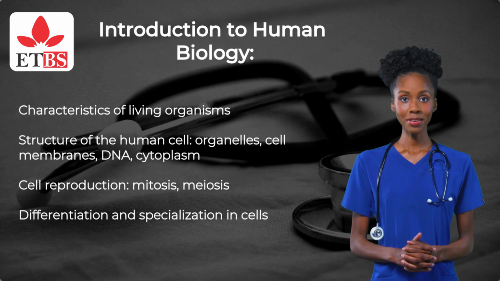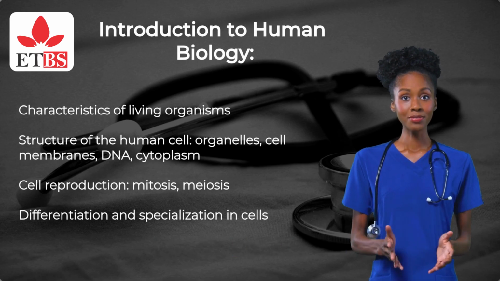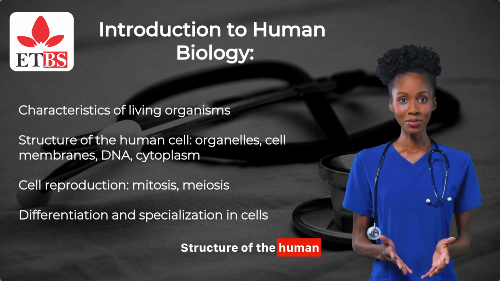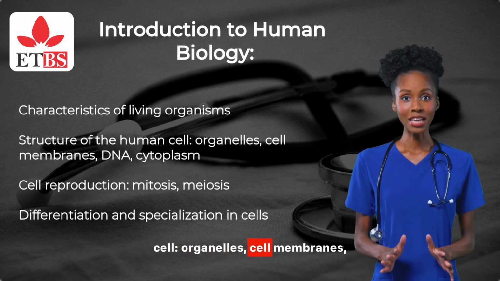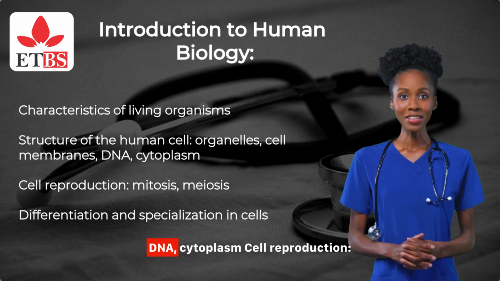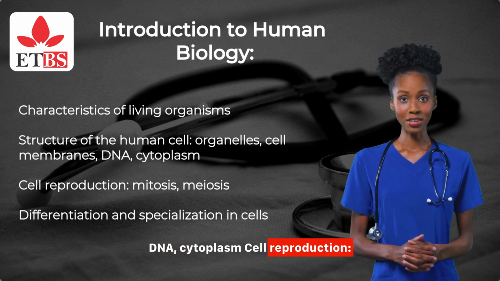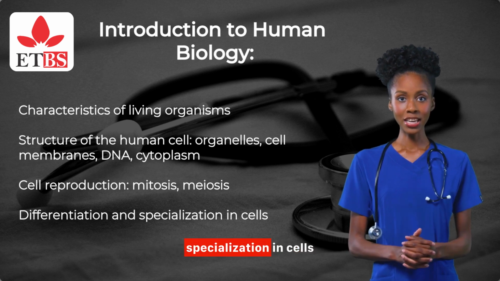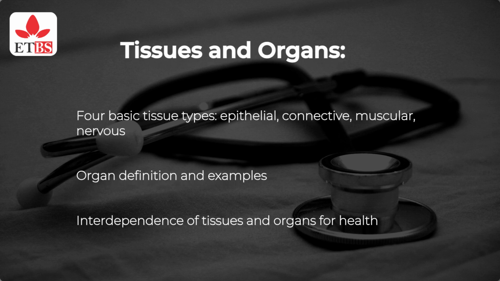1. Introduction to human biology. Characteristics of living organisms. Structure of the human cell, organelles, cell membranes, DNA, cytoplasm, cell reproduction, mitosis, meiosis, differentiation and specialization in cells. 2. Tissues and organs. 4 basic tissue types: epithelial, connective, muscular, nervous; organ definition and examples; interdependence of tissues and organs for health.